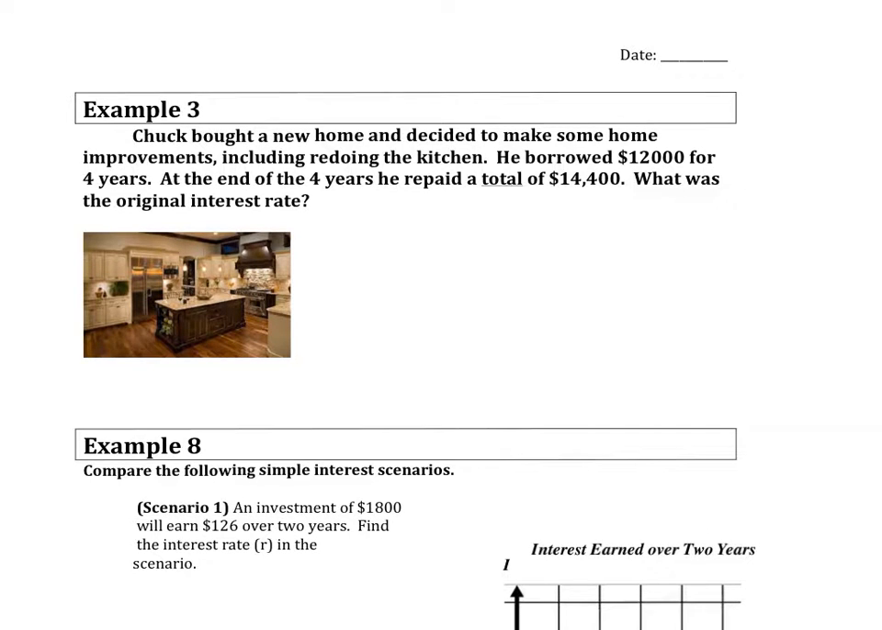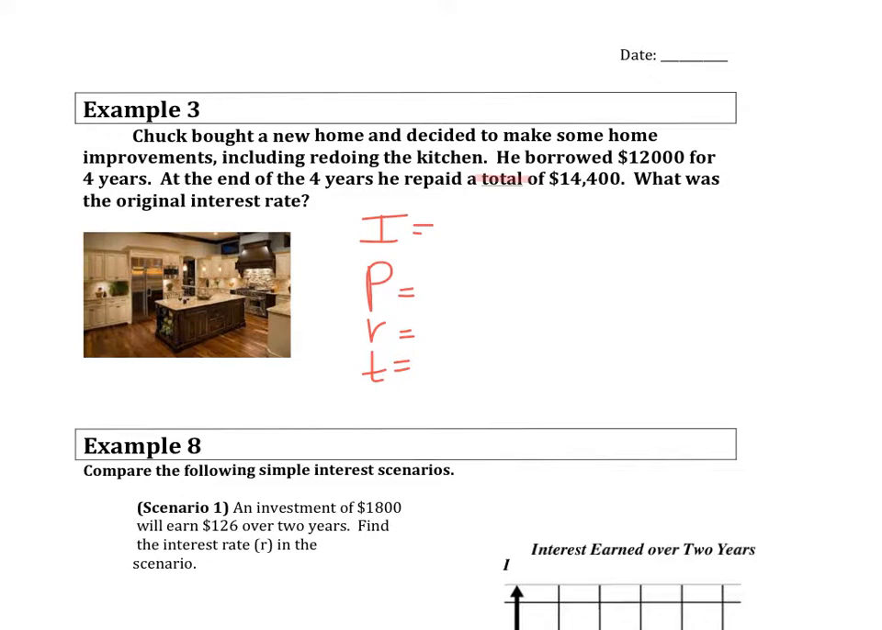Our next example, we're going to do I equals PRT. We have another person doing some improvements, bought a new home and decided to make home improvements, including redoing the kitchen. He borrowed 12 grand for 4 years. At the end of the 4 years, he repaid a total of $14,400. That's interesting. We haven't encountered a total before, so we're going to look at that in a moment. What was the original interest rate?